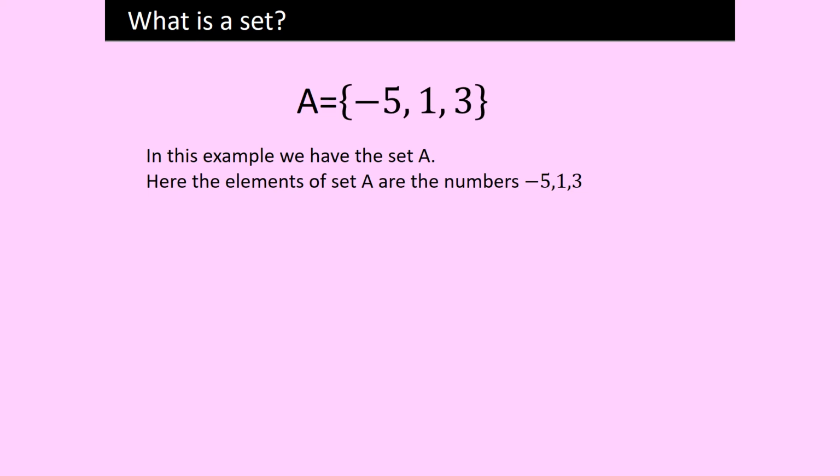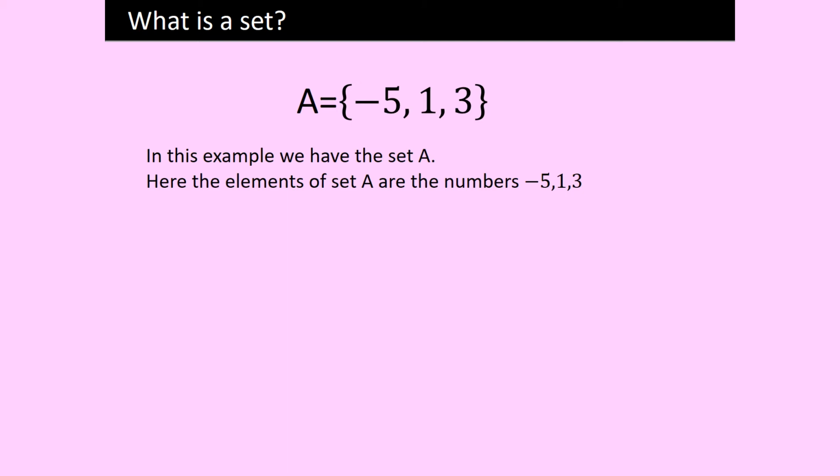So I've got A is equal to curly brackets, -5, 1, and 3. In this example, we have the set A. Here, the elements of the set are the numbers -5, 1, and 3. So sets are a collection of things. They can be mathematical or not mathematical. And the collection of things, the items in the set, are called elements.